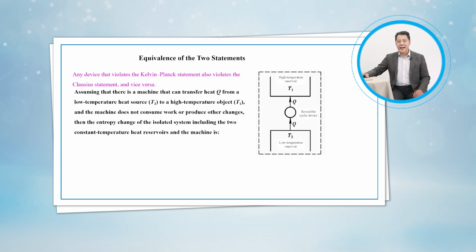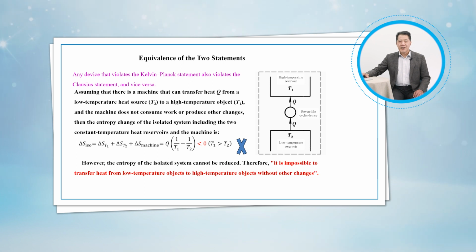Assuming that there is a machine that can transfer heat Q from a low temperature heat source to a high temperature object, and the machine does not consume work or produce other changes, then the entropy change of the isolated system, including the two constant temperature heat reservoirs and the machine, is less than 0. This violates the increase of entropy principle.